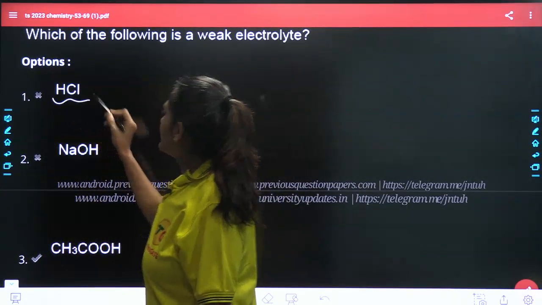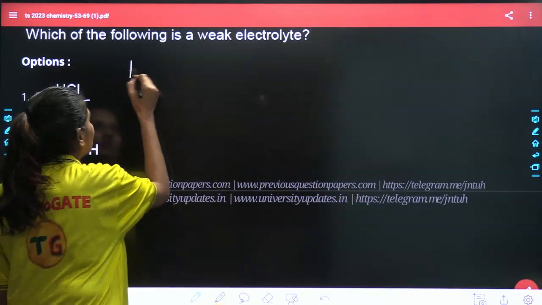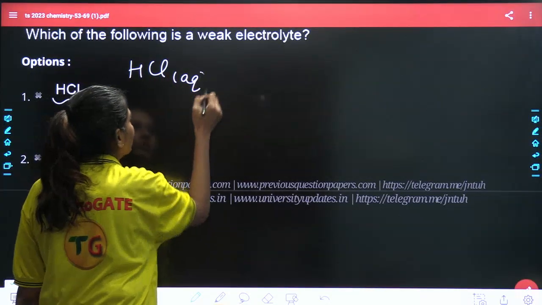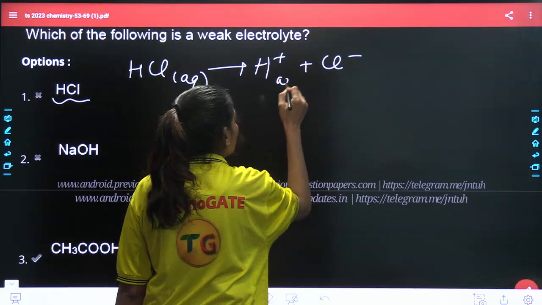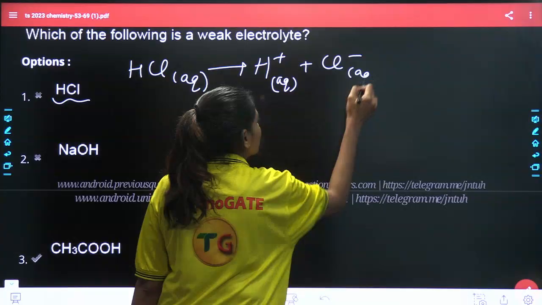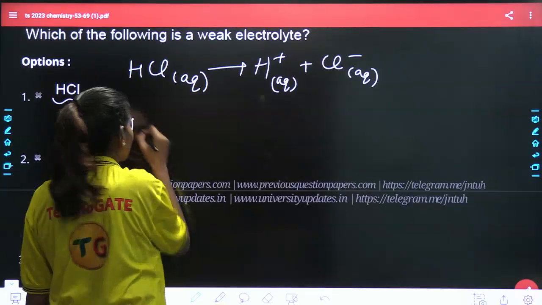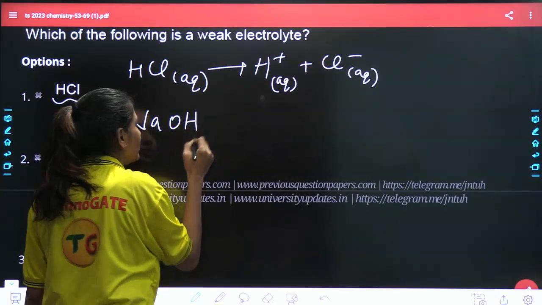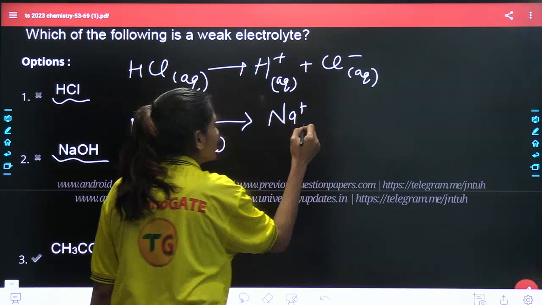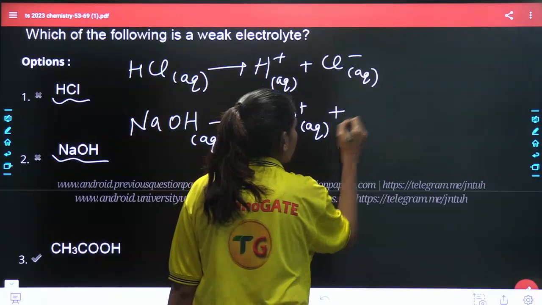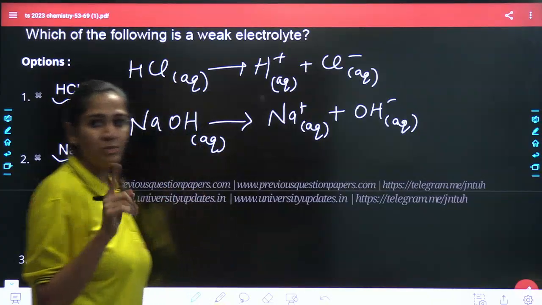The first option is HCl. It is a very strong electrolyte. HCl gets totally dissociated in water. If we talk about aqueous, it will give us H+ ions plus Cl-. Okay, it will be totally dissociated. It is a very strong electrolyte. Then next, NaOH. It is also a very strong electrolyte. It will also get fully dissociated like this in constituting ions. Okay, it will be fully dissociated.